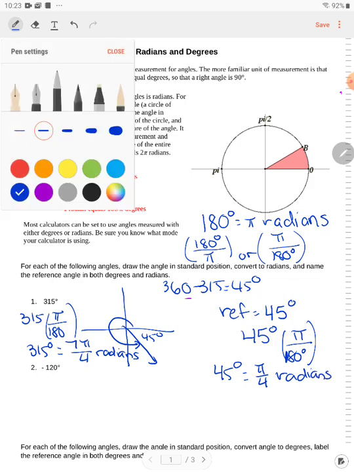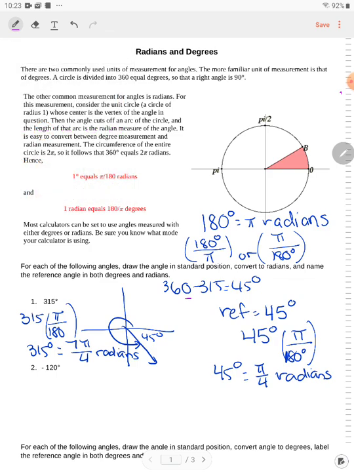Now let's talk about negative angles. We have not looked at these a lot. So a negative angle just means that instead of going counterclockwise, we're going to go clockwise. So I'm going to do 90 to 120. So this is 30 here. Now be careful. That's not your reference angle. Your reference angle is 60.